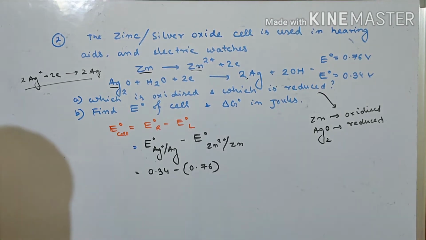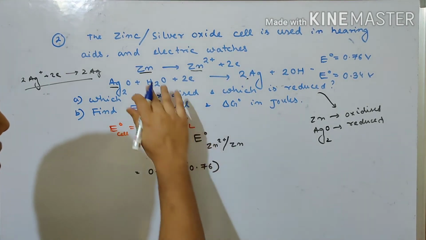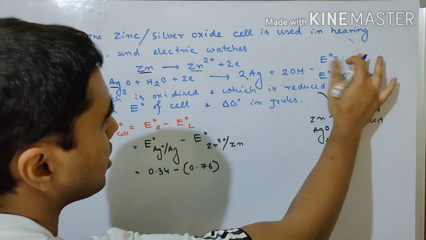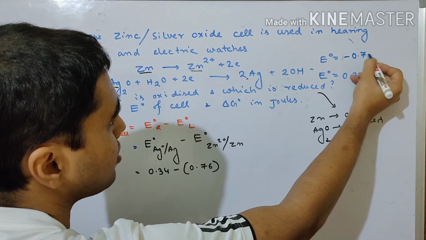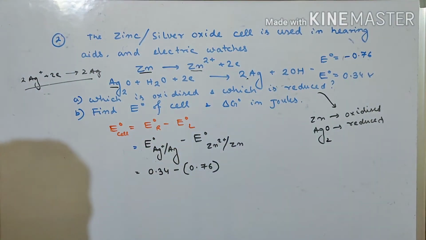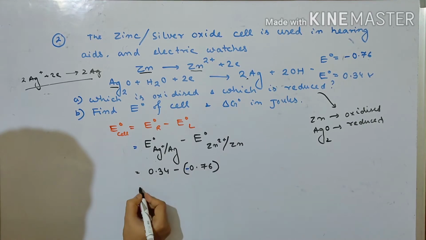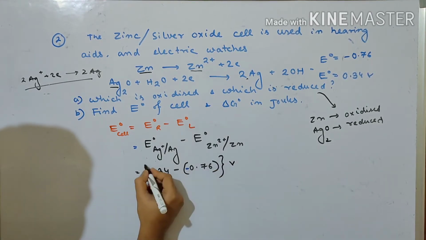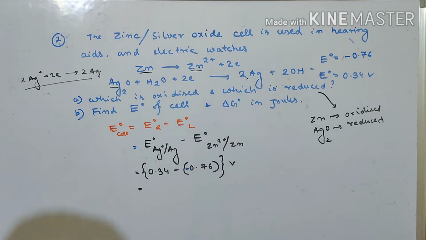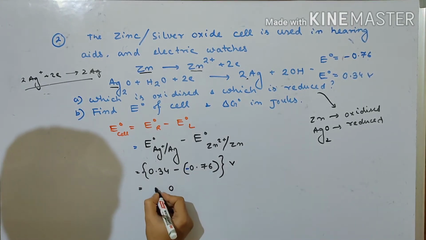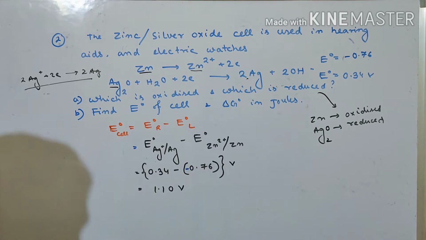As per my knowledge, I think the E0 value of zinc is mistakenly given as 0.76. I think it should be minus 0.76. You check the electrochemical series and you will get the correct answer. So here it is minus 0.76 because it is below hydrogen, so there should be a minus. Anyway, this is in volts. So how much are we getting? It is 1.10 volt. This is the E0 of cell.